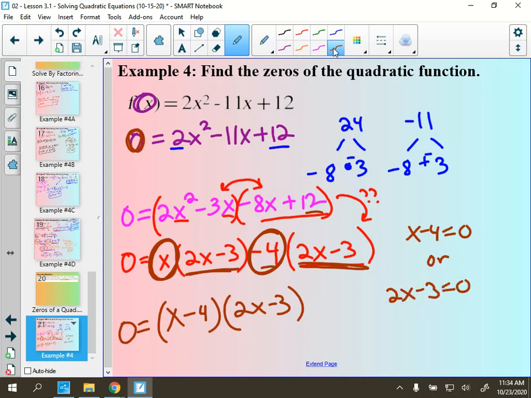How do I do that? Well, this first one up here would definitely be 4. 4 minus 4 is 0. This one, the bottom one, I'd add 3 to both sides and divide by 2. So I'd get positive 3 over 2. And we can write our answer the same way. x equals 4 or 3 over 2.